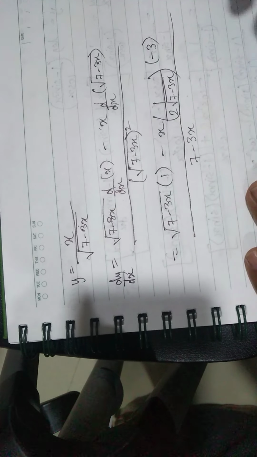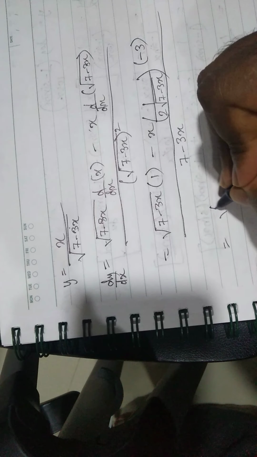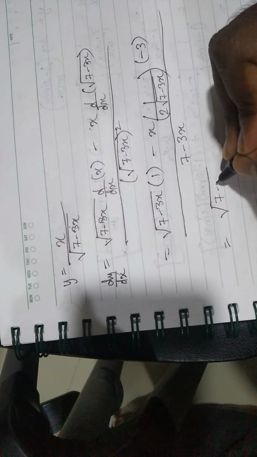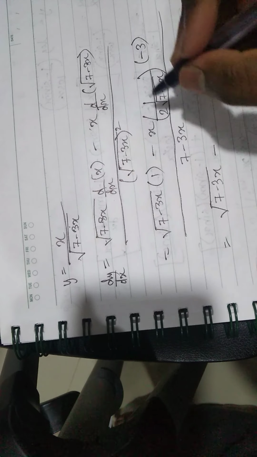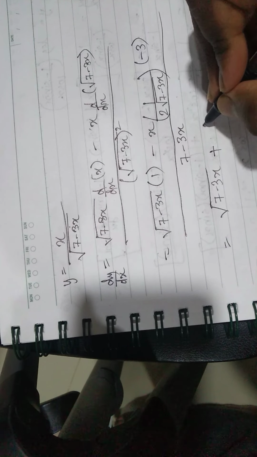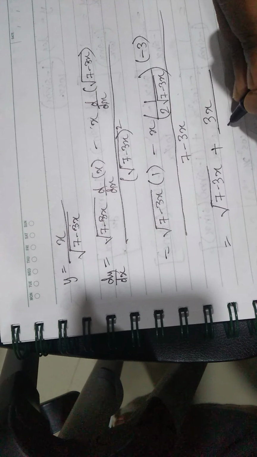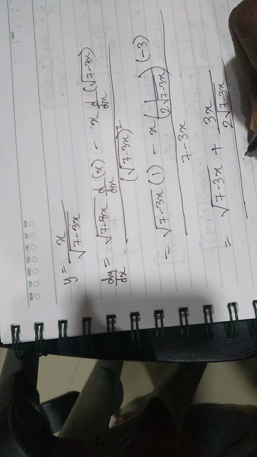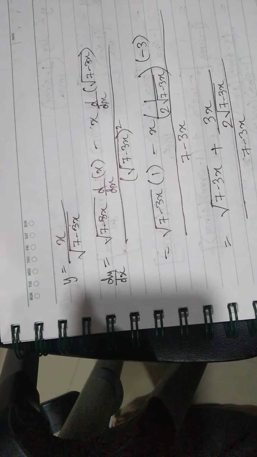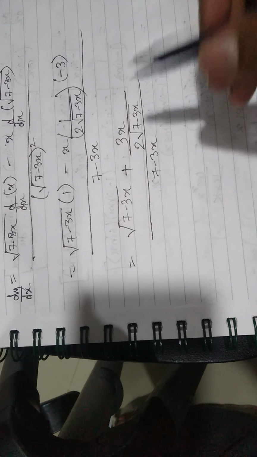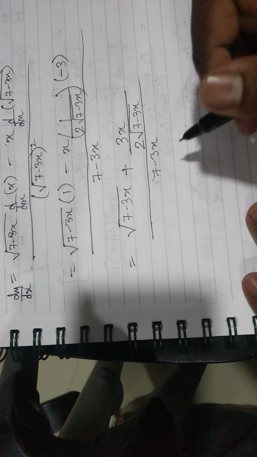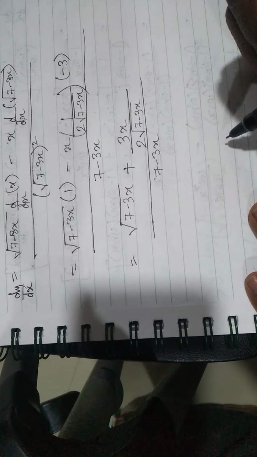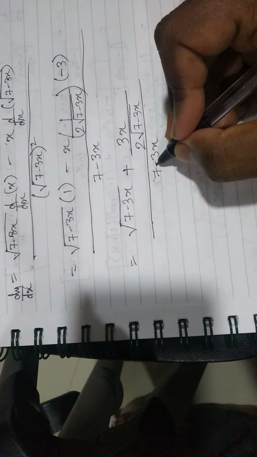So the square root will go away. So we have here square root of 7 minus 3x, minus minus becoming plus, we'll have 3x upon 2 root 7 minus 3x, the whole upon 7 minus 3x. Okay, you can go ahead, equalize the denominator and simplify it. That is up to you. You will have to solve that.